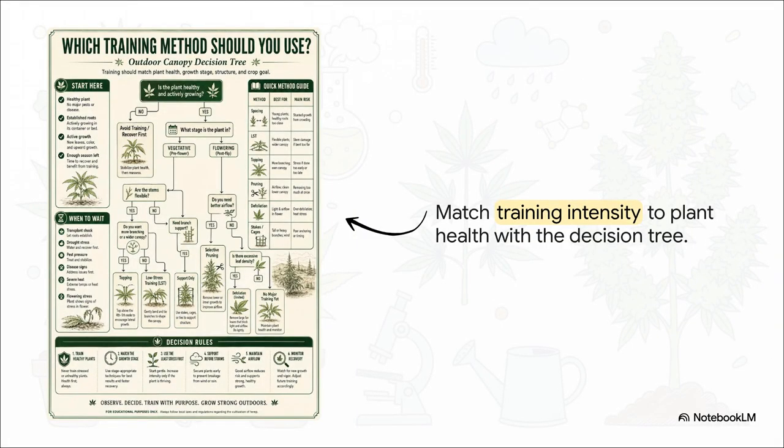Of course, knowing how to use these techniques means nothing if you don't know when to use them. The outdoor canopy decision tree is an incredible diagnostic tool for matching your training intensity to the actual health of your plant. And the very first question at the absolute top of that decision tree is simple. Is the plant healthy and actively growing? If the answer is no, you hit a hard stop, you avoid all training, and you focus entirely on recovery. You never, ever add the stress of training to a plant that's already sick.